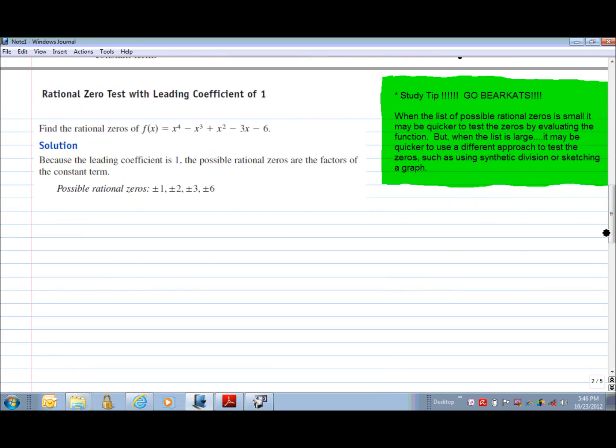Alright, here's our first couple of examples. We're going to find the rational zeros of this particular polynomial right here. I'm going to change pen colors, so hold on one second.